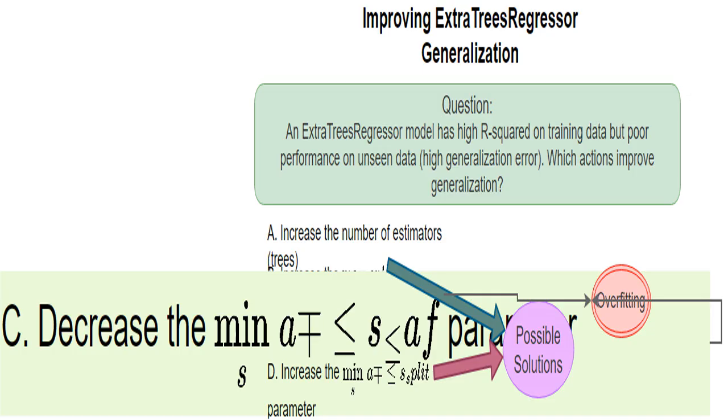Let's explore several approaches to fix the problem. Adjusting the number of trees, tweaking the depth of each tree, changing the minimum number of samples needed to create a leaf node, and modifying the minimum number of samples needed to split a node.